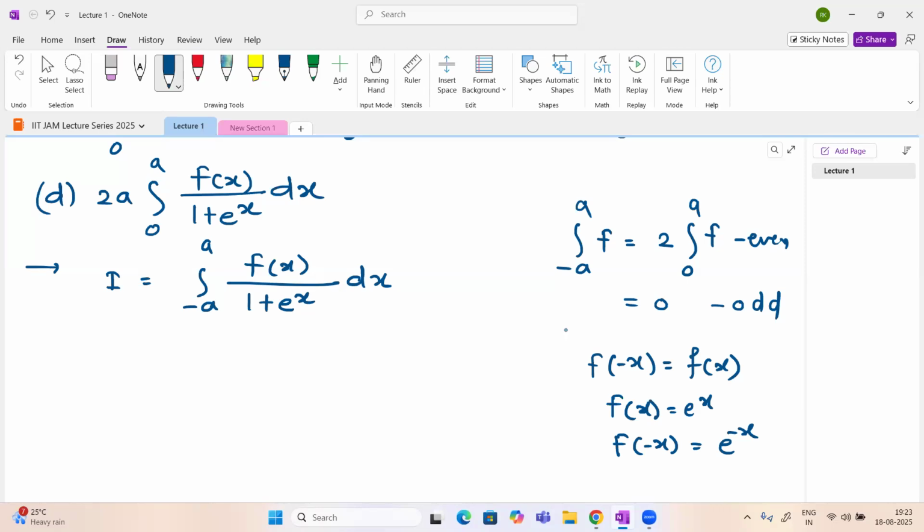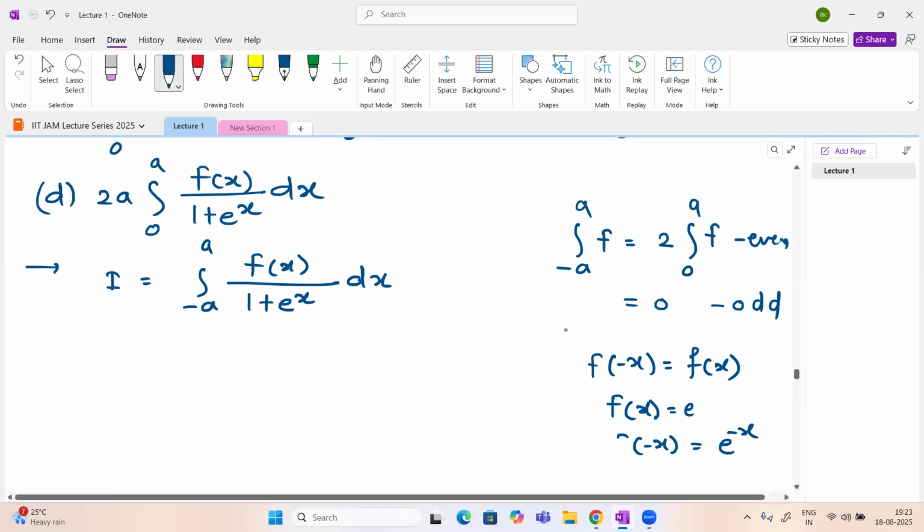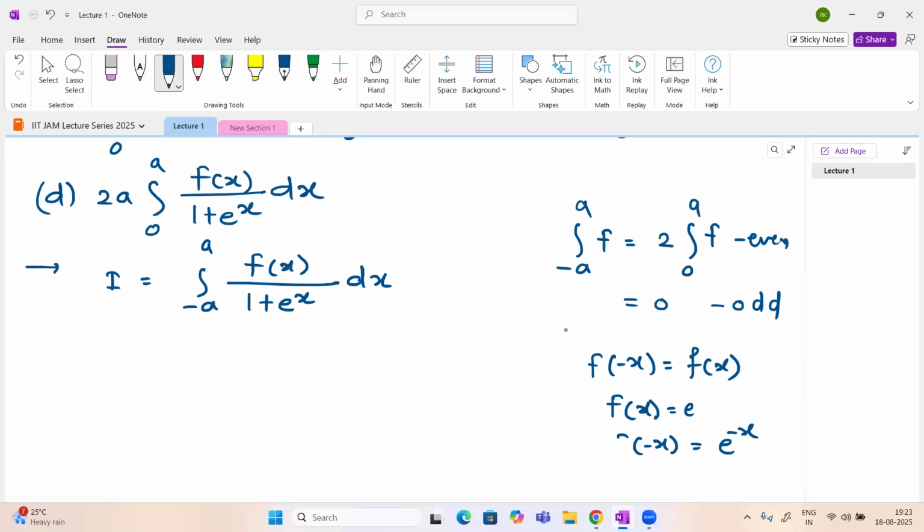Getting my point? So definitely I will not go for this properties of definite integral, even odd function. I cannot use this thing. Then what is the second option I have?